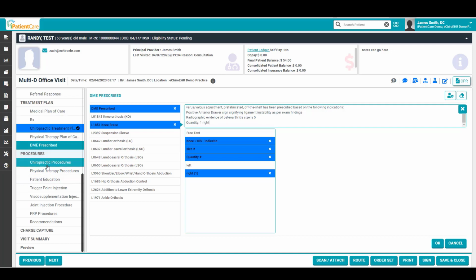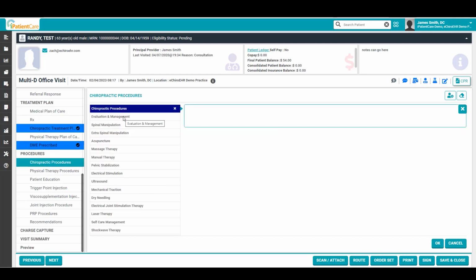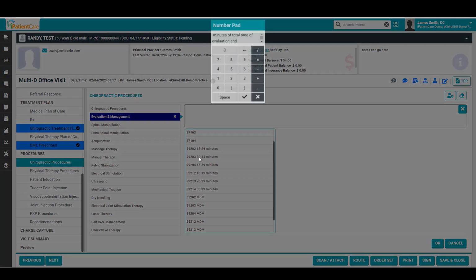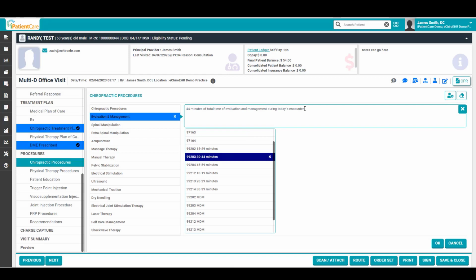And then finally, the procedure section within this multi-D office visit note. And so under chiropractic procedures, we have here where we can document the evaluation and management for today's visit. So either based on time or medical decision making. And so we're going to go ahead and document the 99203. And we had 44 minutes that we spent both face-to-face and non-face-to-face on this date of encounter.